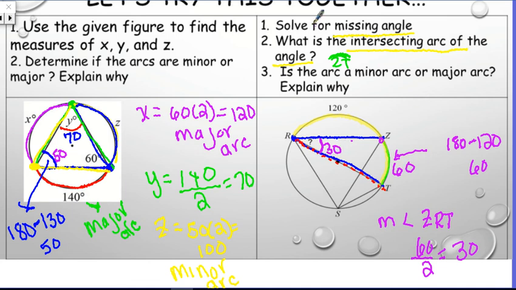All right, now the last question. So I found this to be 30. And the last question said, is the arc a major arc or a minor arc, and why? So 60 is what we would call a minor arc because it is less than 180 degrees. So there we go. And we are done.